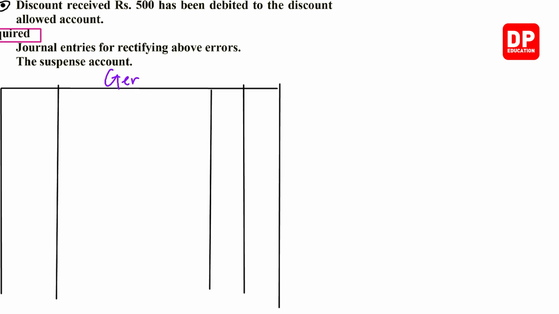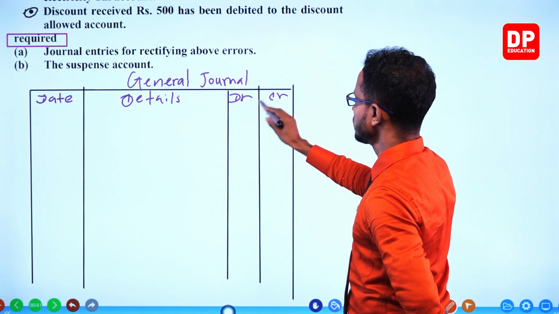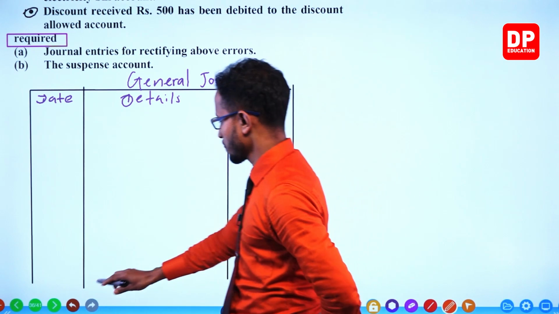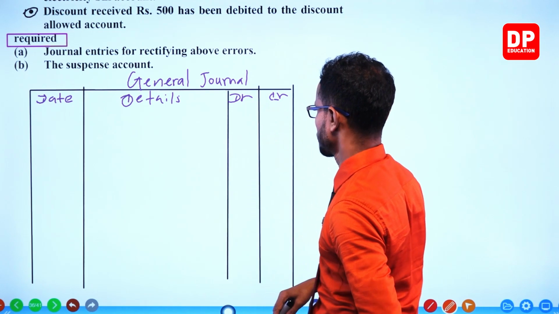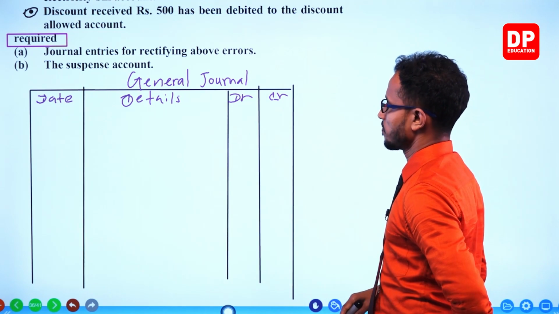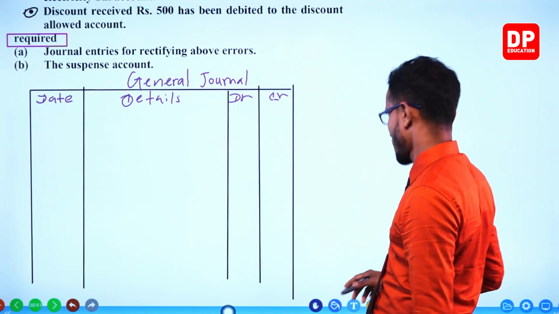General journal. Date, description, details column, then debit column and credit column. There we go. Done. Ledger folio is not needed.